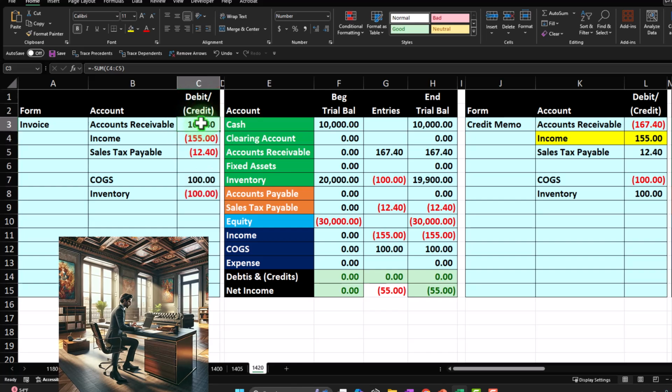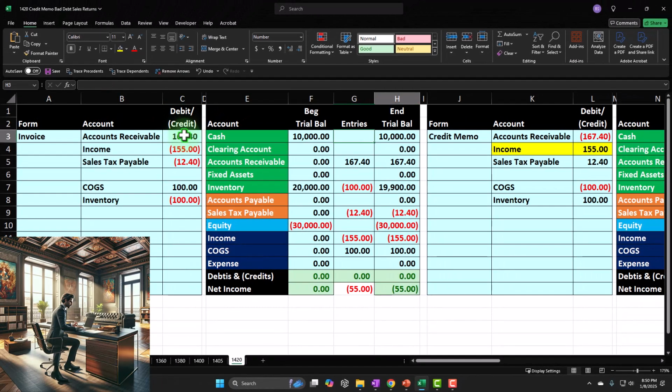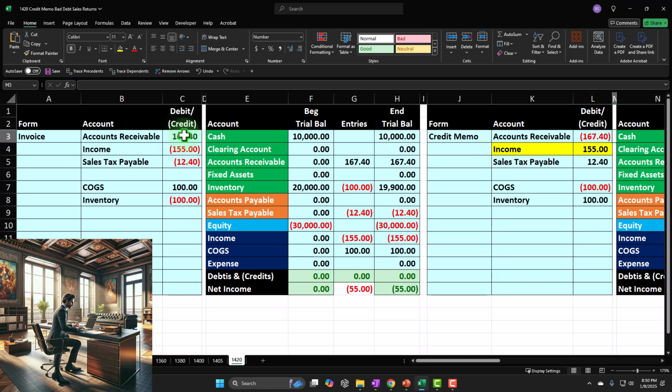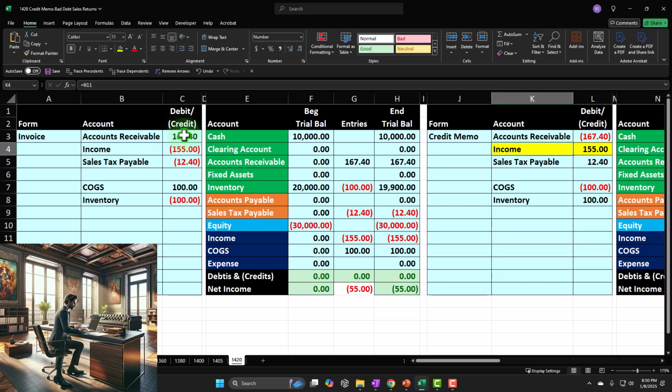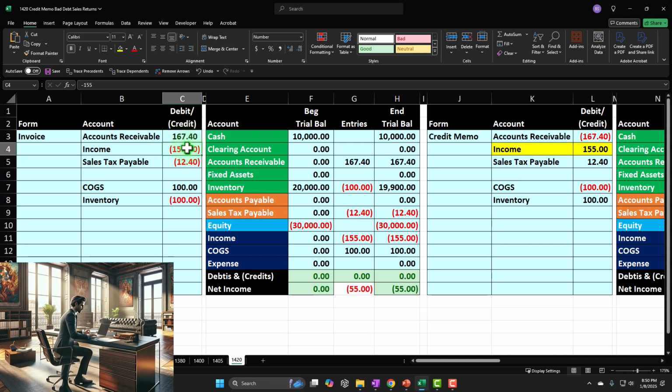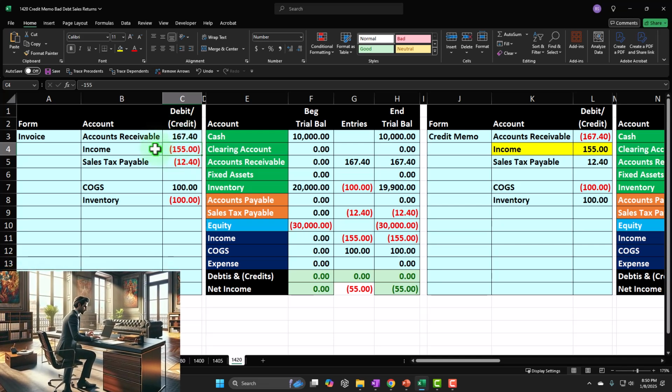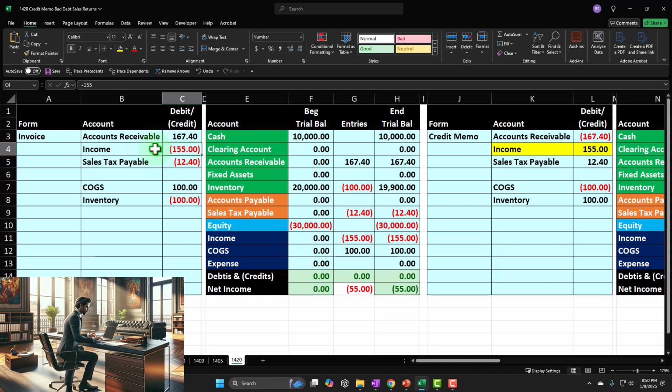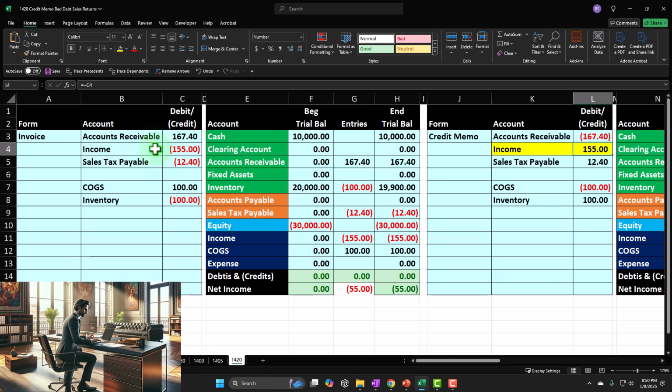So in other words, accounts receivable went up or was debited. So we're going to say the credit memo is going to take accounts receivable down. The income went up or is credited. So these are debits and credits. The negative represents an increase in a credit direction. In this case, I know that can be a little bit confusing, but there's that. And so we're just going to say the income account is going to be reversed. We're going to decrease it.